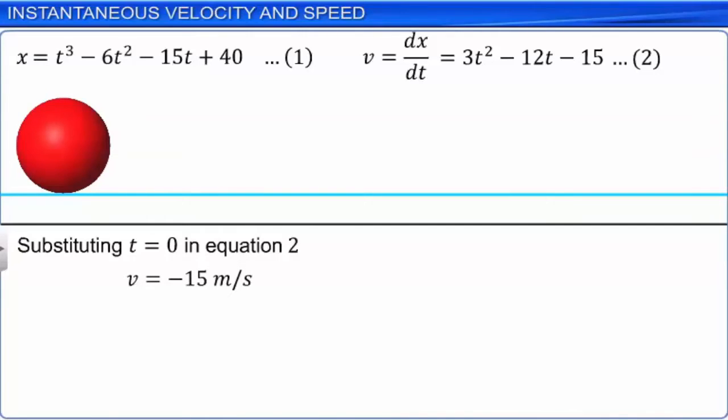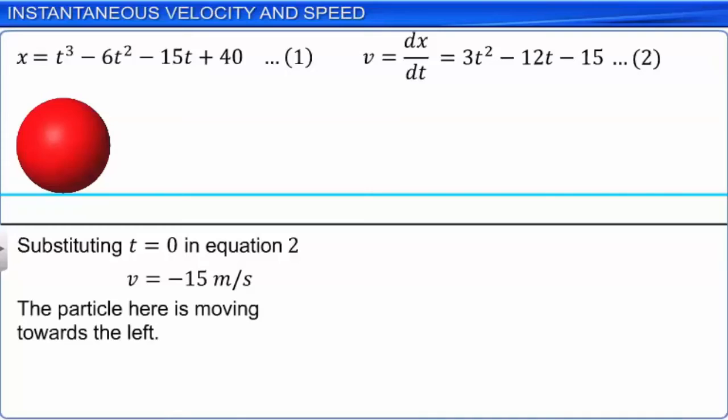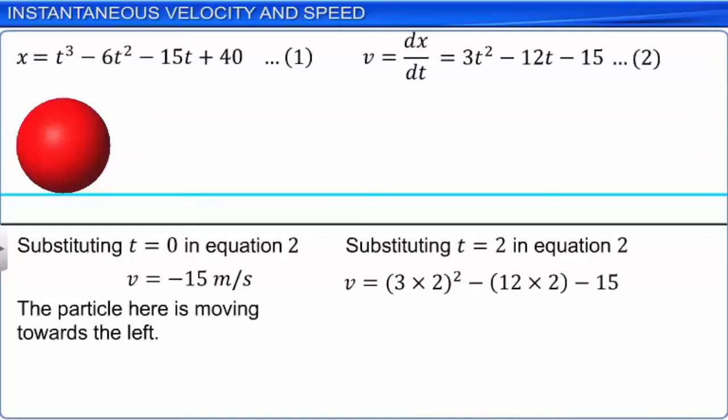At t = 2 seconds, we need to find the value of v. Substituting t = 2 in equation 2, v = 3 multiplied by 2^2 minus 12 multiplied by 2 minus 15, which is 12 - 24 - 15, which is -27 meters per second. The particle here is moving towards the left.